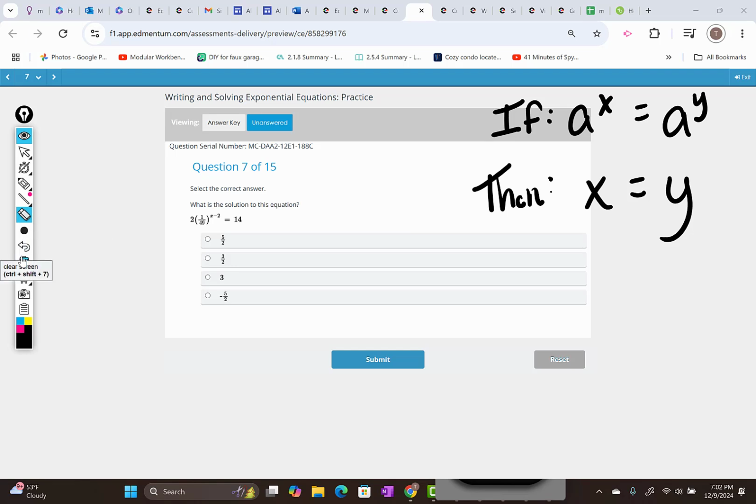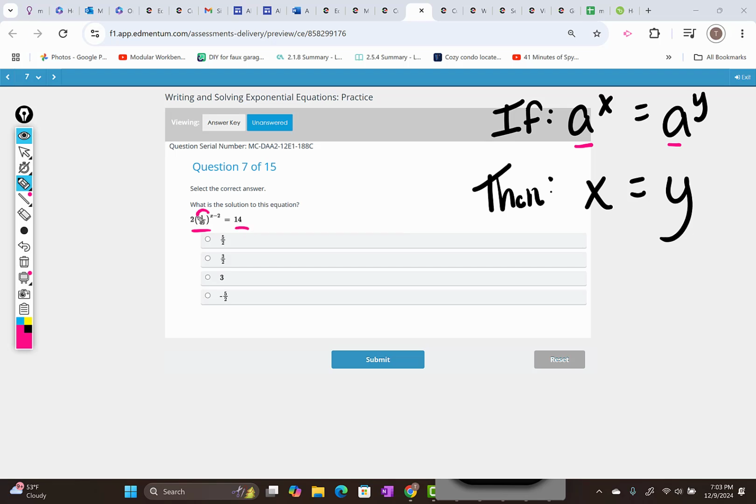Okay, we're going to solve this equation for x. And if you've watched any of the previous videos, you'll recognize this if-then statement. If a raised to the x power equals a raised to the y power, then x equals y. So if the bases are the same, we can set the exponents equal to one another when we have an equivalent equation like this.